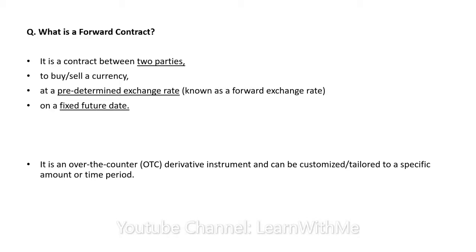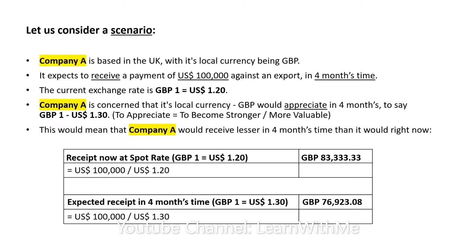We will now take up an example and understand with the help of figures how a forward contract functions. Alright, so say we have company A which is based in the UK, and company A is an exporter and is expecting a receipt of US dollars 100,000 in 4 months' time. We have the spot rate, which is GBP1 is equal to US dollars 1.20.